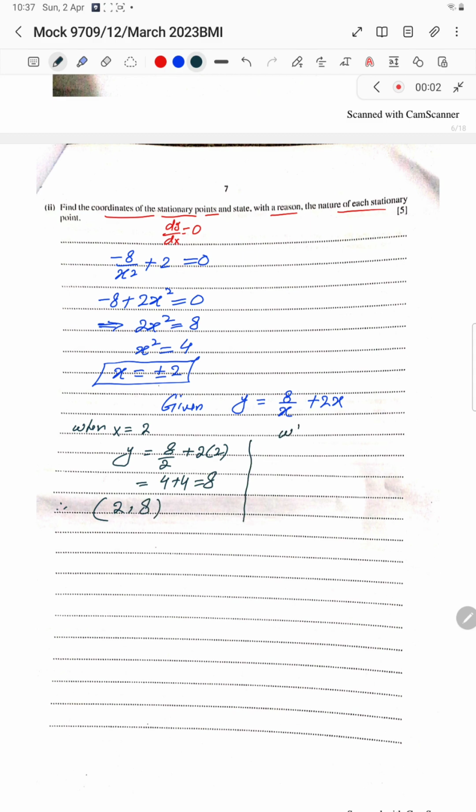Similarly, when you replace x with minus 2, so let's see, 8 by minus 2 plus 2 times minus 2 minus 4, and minus 4 will give you minus 8. So the other point is minus 2 and minus 8. These are the two stationary points. So far we have done this. Now we need to find the nature of the stationary points.